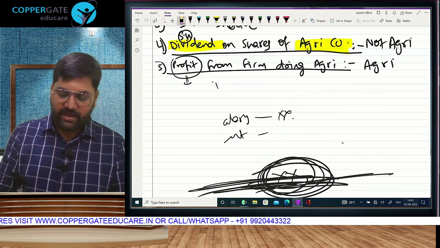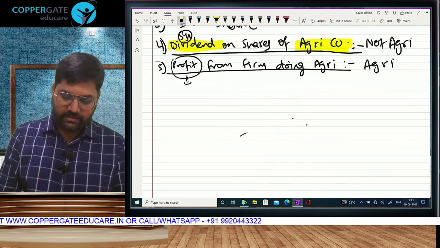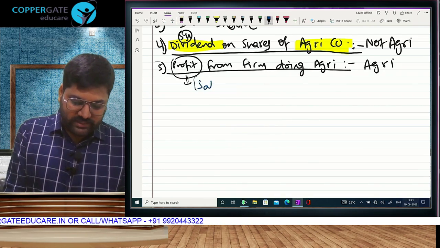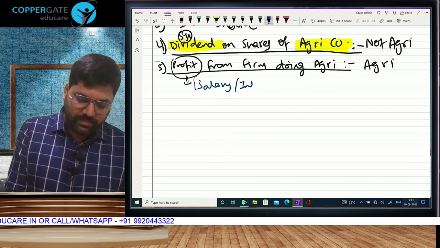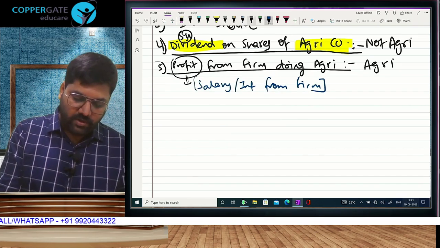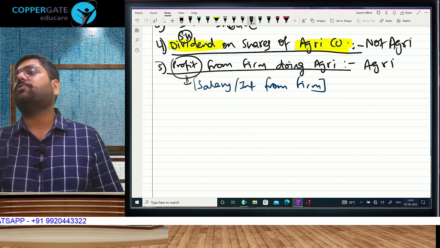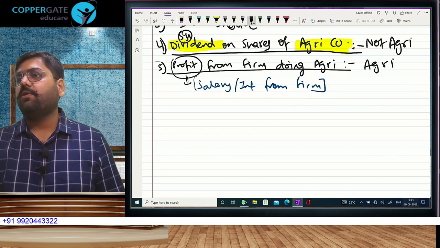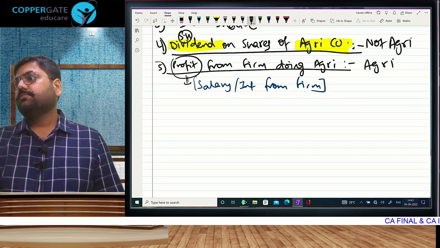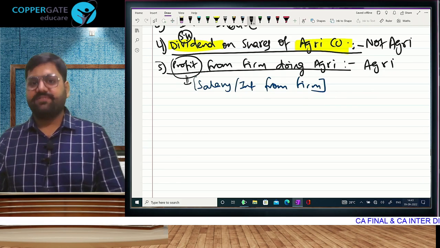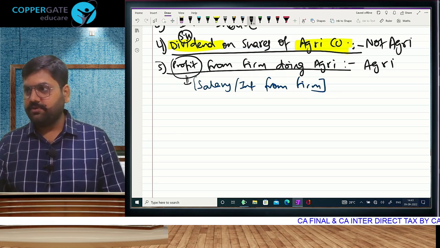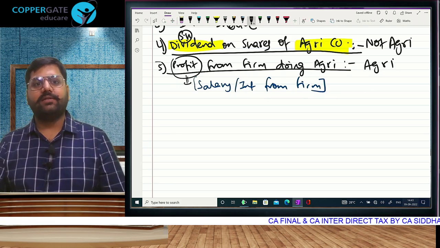But when we are talking about profit, our basic target here is the salary and interest that the partner is receiving from the firm. And I am not even discussing the share of profit. Why am I not discussing the share of profit? Irrespective of the nature of business of the firm. Is that clear? Absolutely.